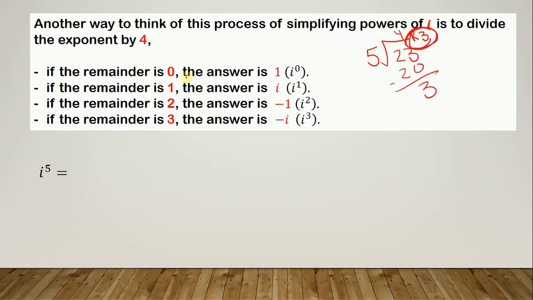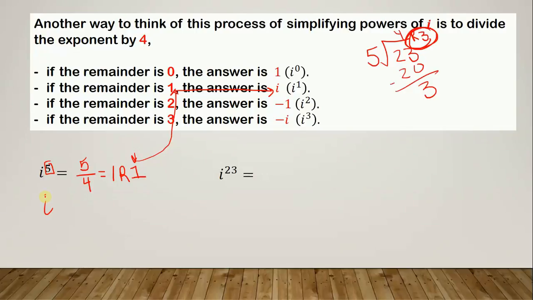So let's talk through i to the fifth. Well, I'm going to first divide my exponent, 5 here, by 4. I know I'm going to get a 1 with a remainder of 1. Right? 4 goes into 5 one time with 1 left over. So since my remainder is 1, my answer is i for i to the fifth.